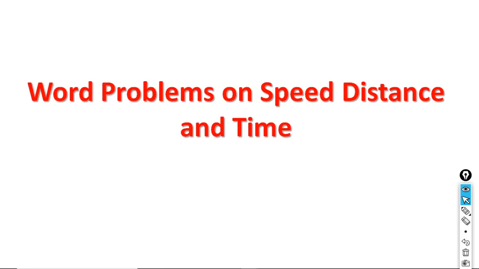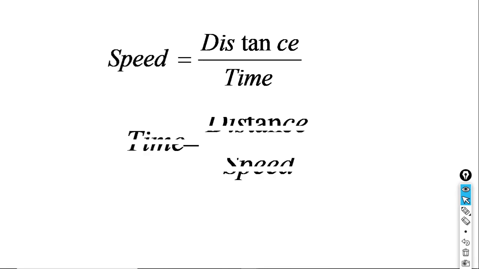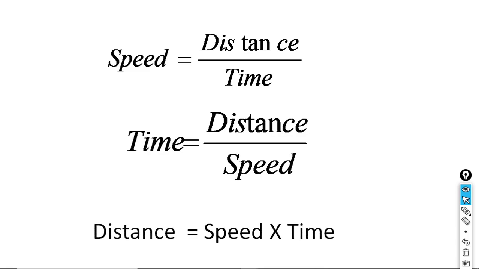Hello students, in this video I'm going to discuss some word problems on speed, distance and time. The basic concept for these problems: we should know the formula of speed, and speed is distance upon time. From here, if you want to find time, time is distance upon speed by cross multiplication, and the formula for distance is equal to speed into time.